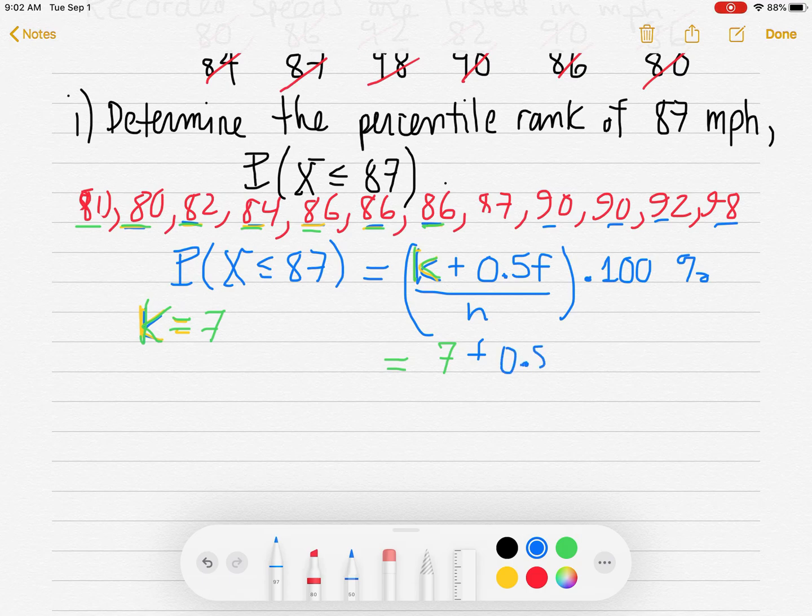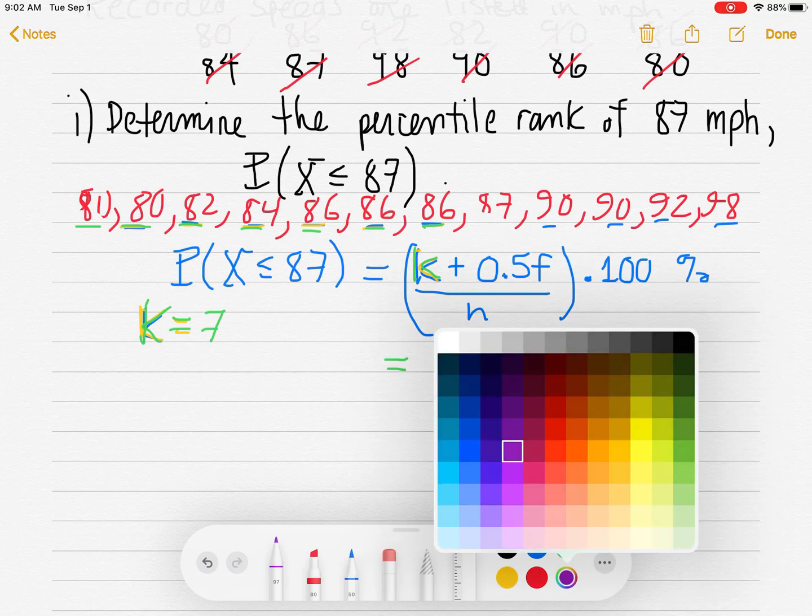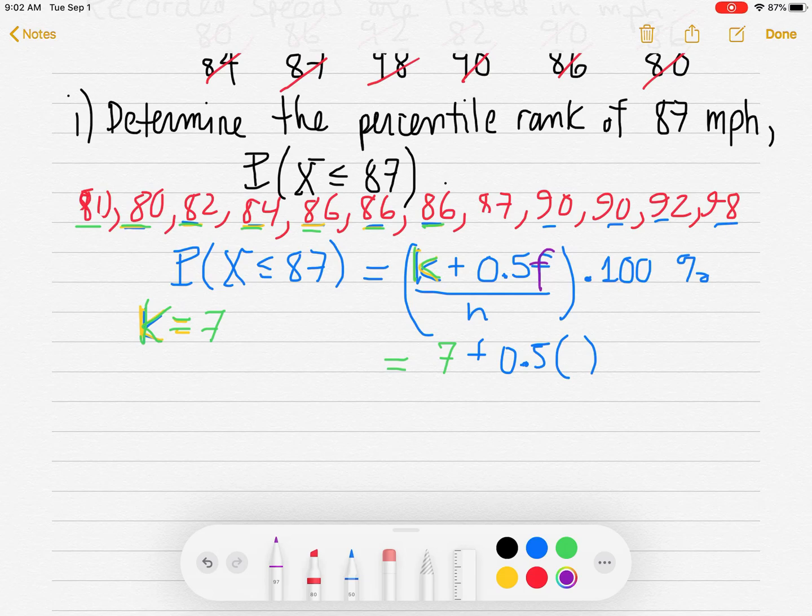Then we have plus 0.5 times f, the frequency. I'm going to use purple for my f. How many times does 87 show up? It shows up just once. So my f is 1. So I'm going to plug in a 1 there.